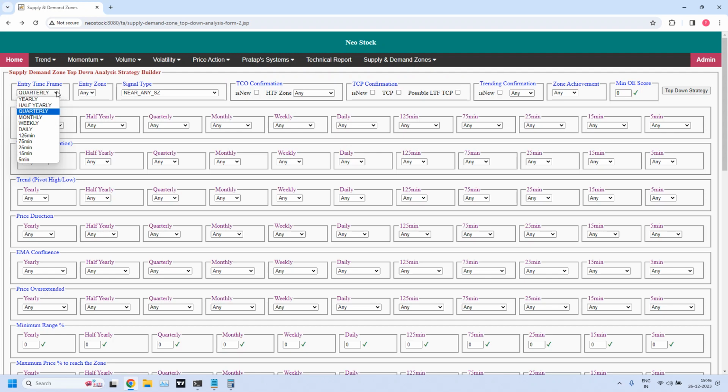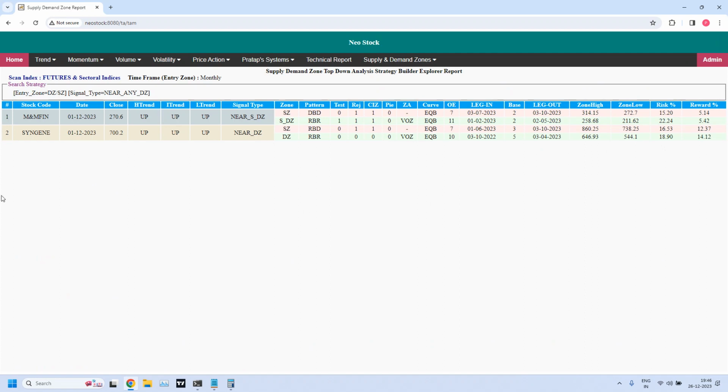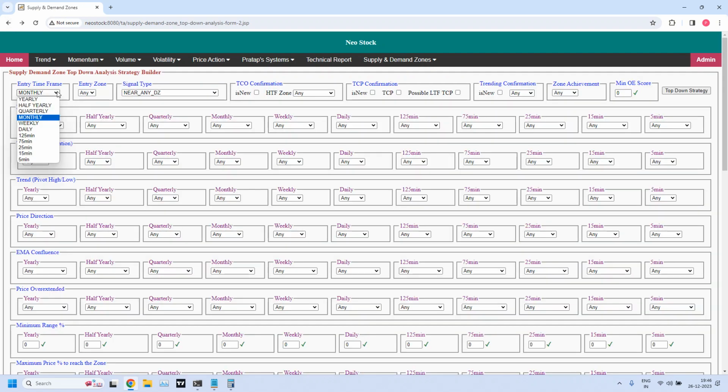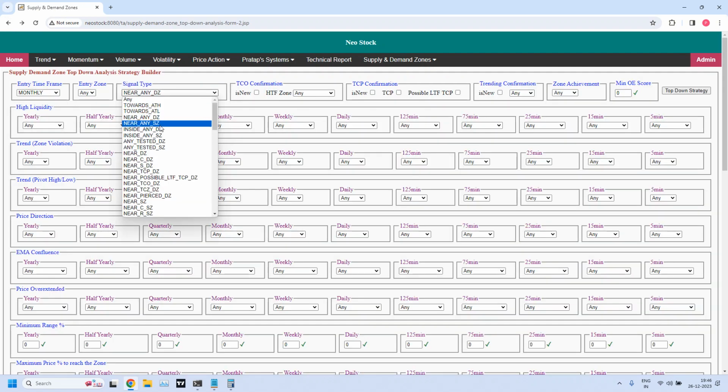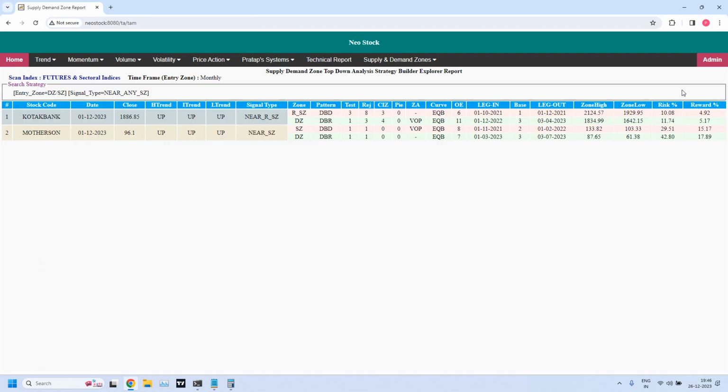Now let's move on to the monthly time frame. Stocks near monthly demand zone. Two stocks are identified, filtered. Let's go back. Monthly time frame. Stocks near monthly supply zone. Two stocks are filtered.